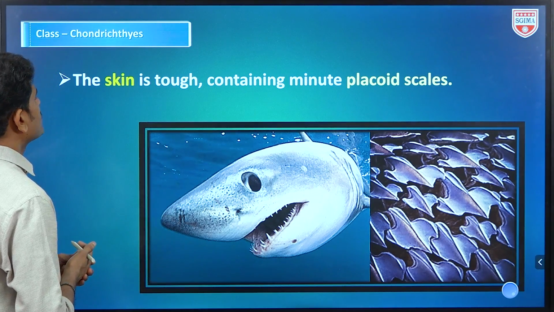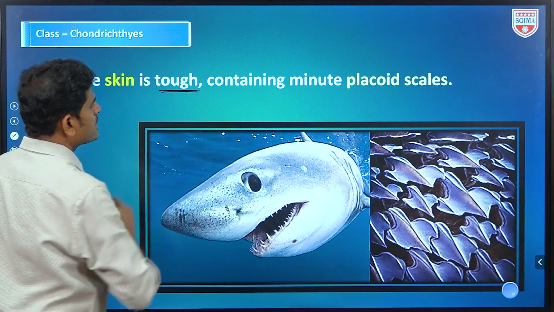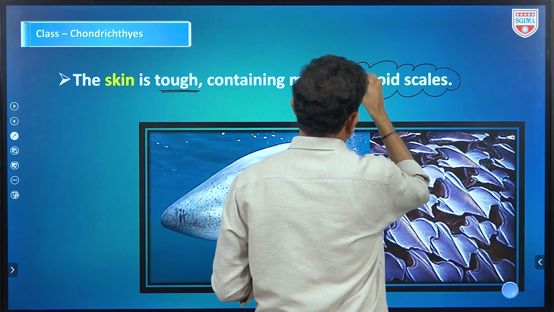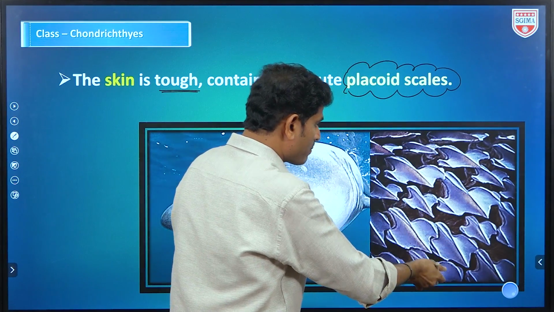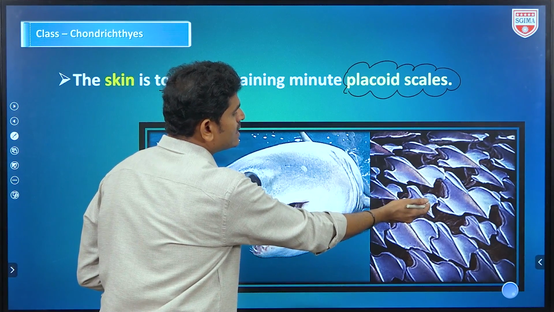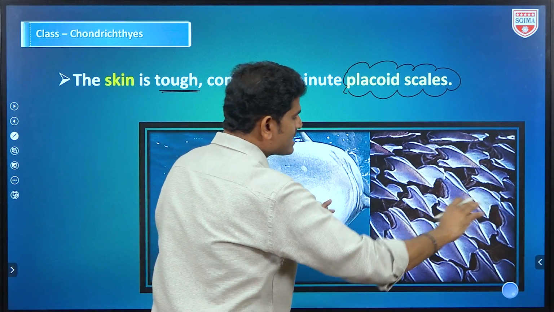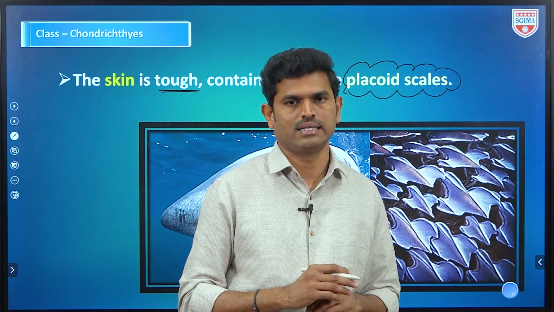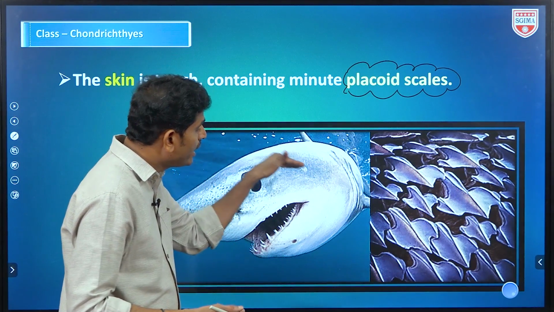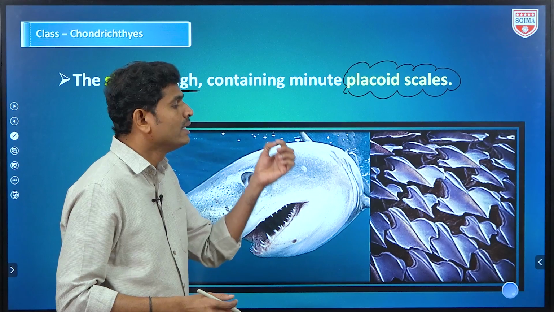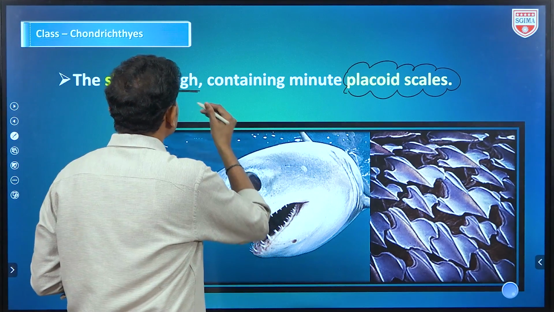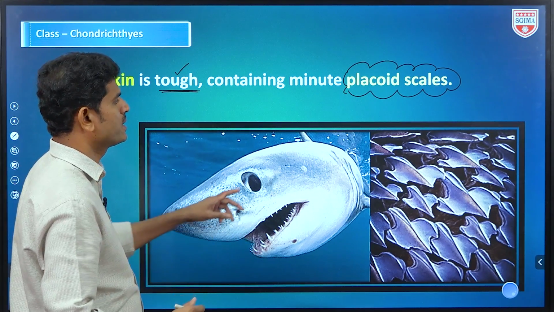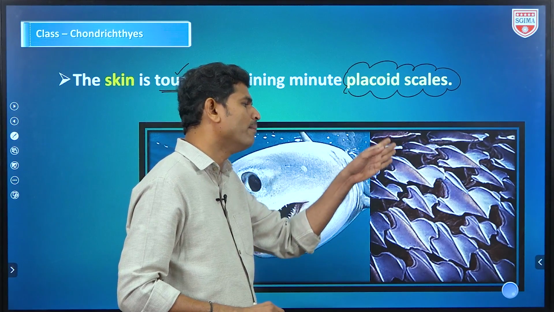About skin now. So skin is tough, containing the minute placoid scales. Previously I said scales are absent there, but now scales are present here. These are placoid scales. Total body is covered by these placoid scales. Placoid scales are somewhat different from the other scales. These are minute and embedded in the skin. Due to that only, skin becomes tough, rough, rock-like, very hard, due to the presence of these minute placoid scales embedded in the skin.